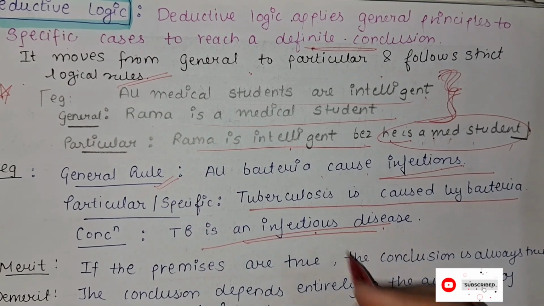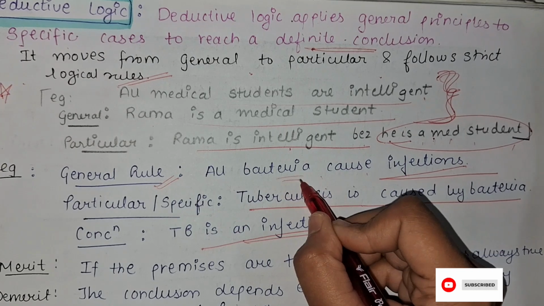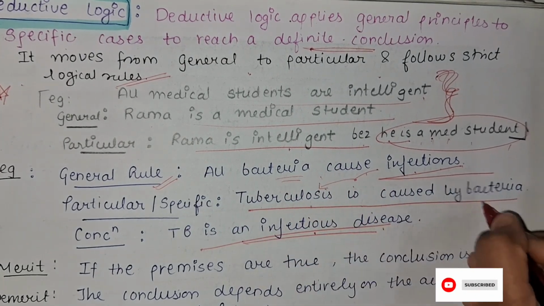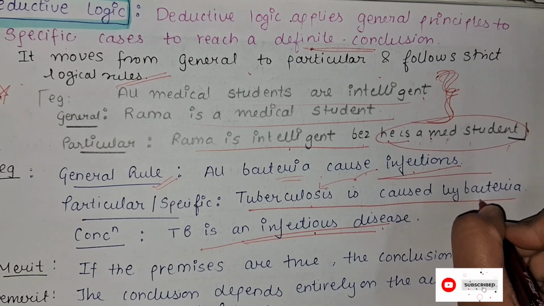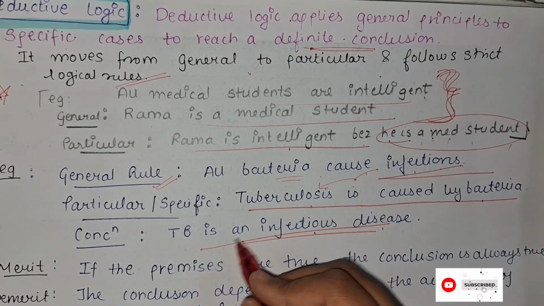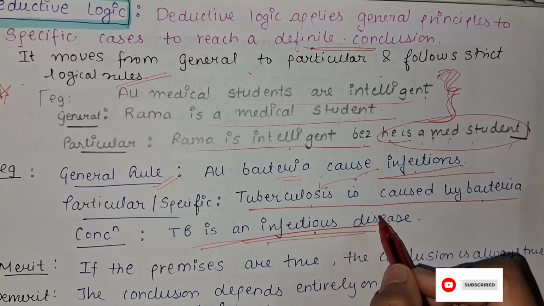ठीक है, तो ये सारे बैक्टीरियाज इन्फेक्शन कॉज करते हैं. सो ये एक इन्फेक्शन है ट्यूबरकुलोसिस जो कि एक बैक्टीरिया से कॉज हुआ है. सो ये एक पर्टिकुलर पे हम आ गए. सो हम इसका कंक्लूजन पे आ सकते हैं कि ट्यूबरकुलोसिस इज़ एन इन्फेक्शियस डिजीज़.